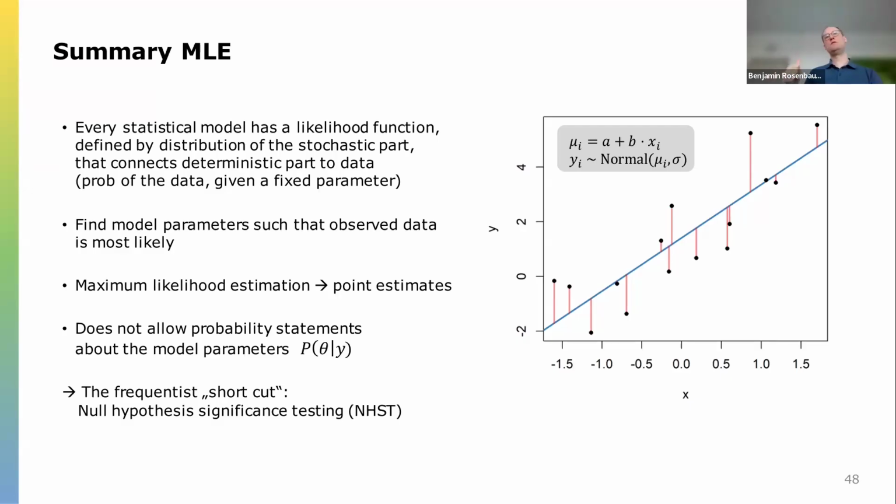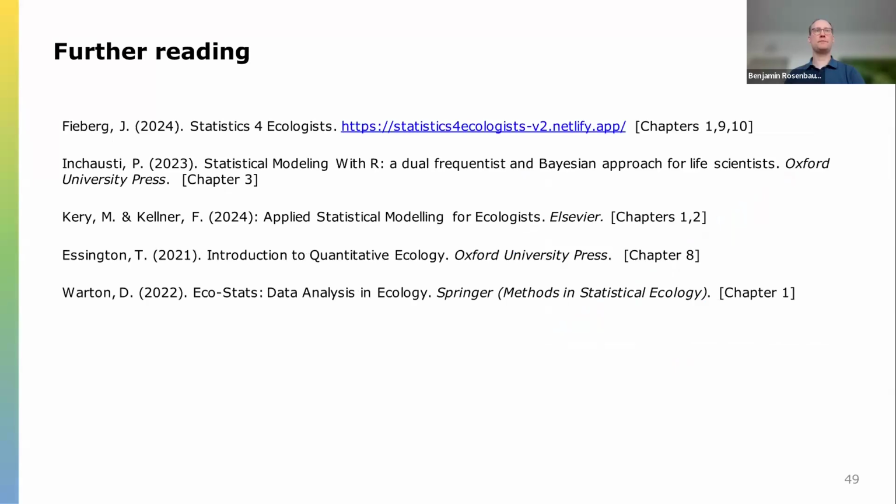We just get a value, but we do not get the associated uncertainty, which is required for us to make quantitative statements about our hypotheses. In frequentist statistics, this is kind of shortcutted, or there's a workaround through null hypothesis significance testing. A bit more on this tomorrow.